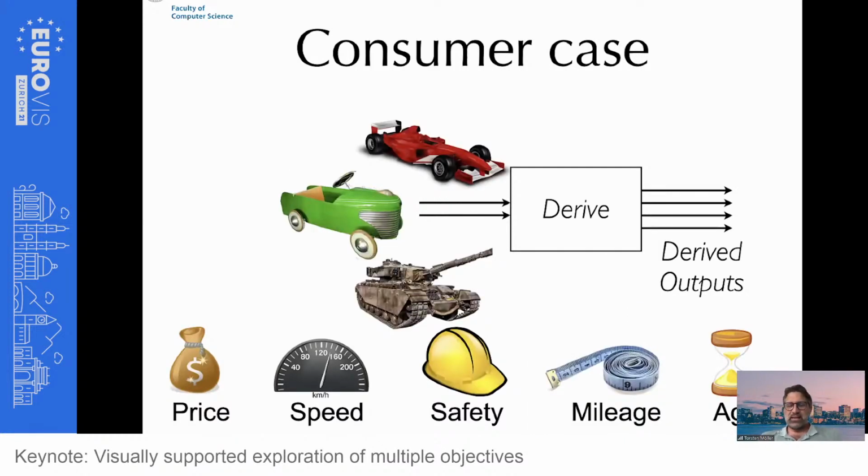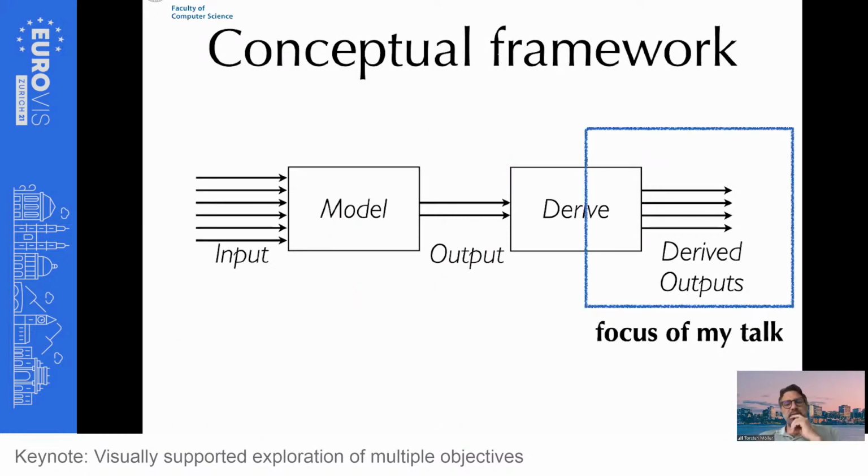In the consumer case that I started out with, we're usually not so much concerned with the modeling stage. We're seeing the product of a simulation or model that we're now trying to rank and rate. So the focus of my talk, though, is really on the back end here. If I have these many objectives, how do I actually come to a sensible conclusion about the items that I'm considering, or even the model in the background?